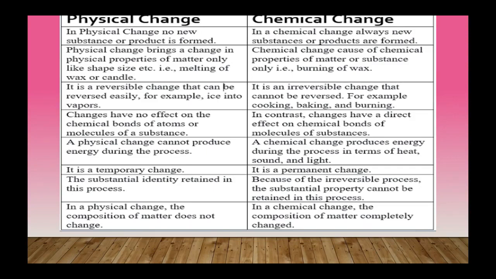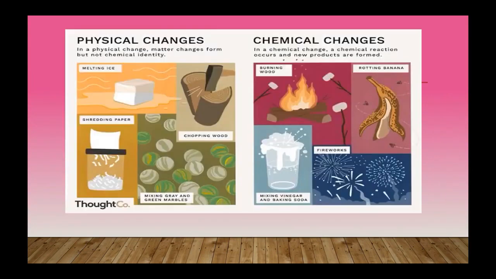Paper is made up of pulp of a tree. Ash is a different thing; once it burns out, it becomes carbon dioxide, a gas. Sometimes the ash is not used in our day-to-day life, and it is called a black colored powder. The composition is different. So this is about physical and chemical change, and here are some examples: melting ice, chopping of wood, shredding of paper, mixing grey and green marbles.